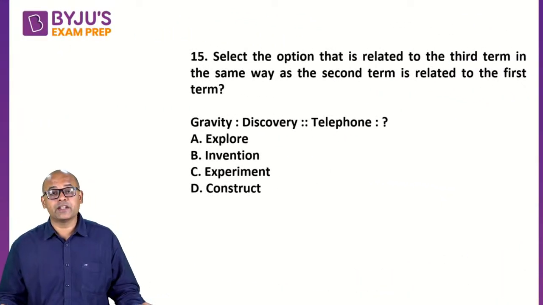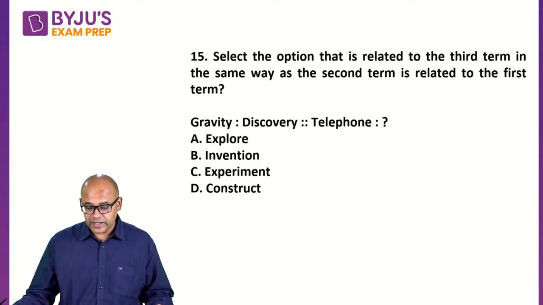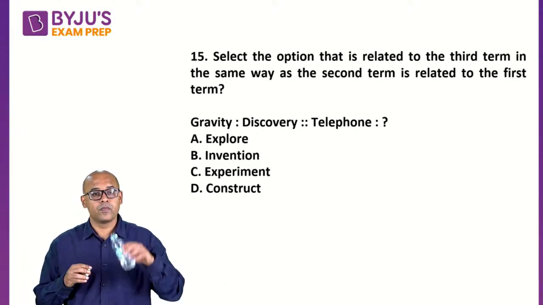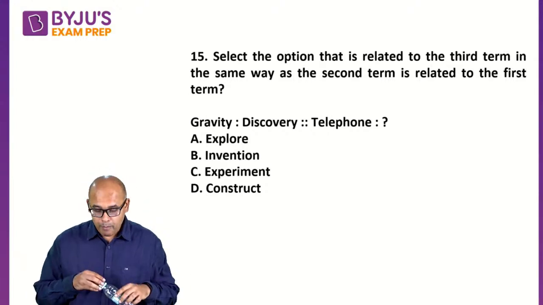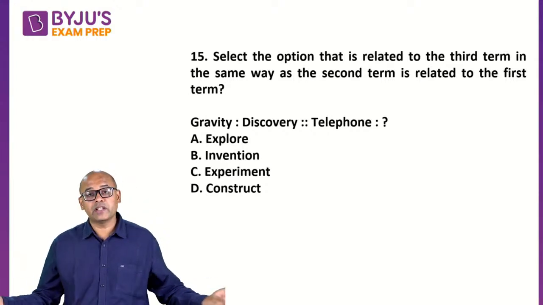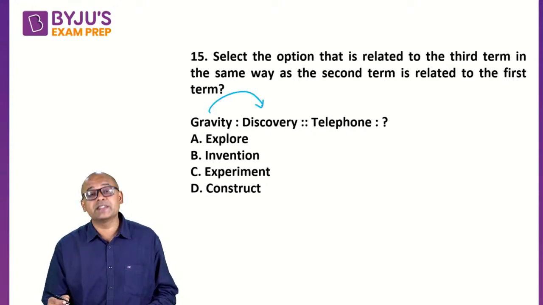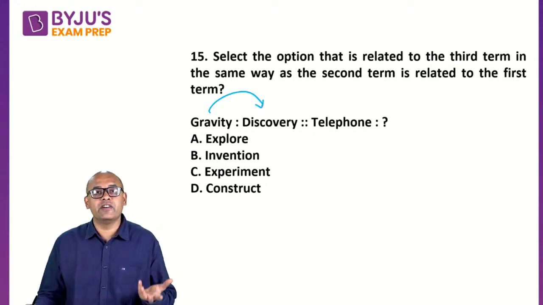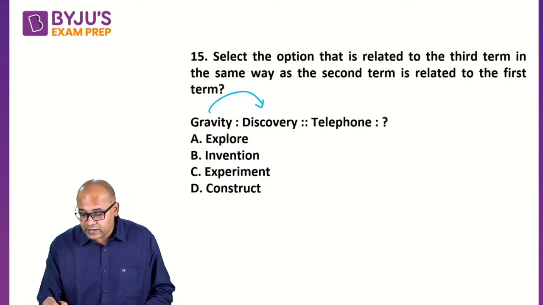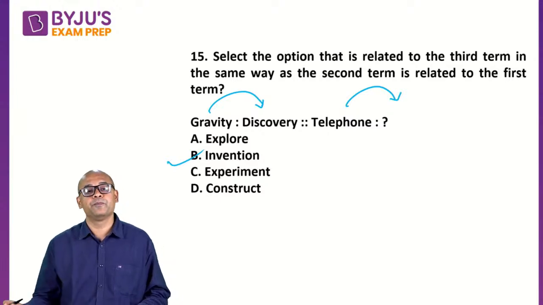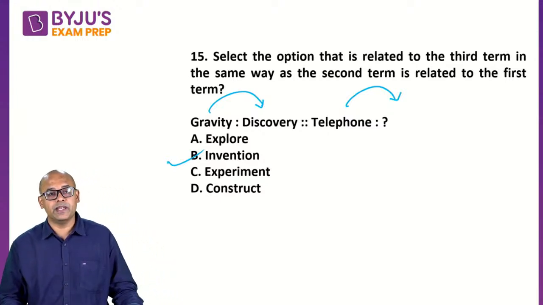Question number 15, let's take a look at it. This is very straightforward. What is the answer to this? Right. So gravity was discovered. It was not invented. किसी ने gravity को invent नहीं किया. It was discovered. Whereas telephone was invented. So the correct answer is invention. So the correct answer is option B.